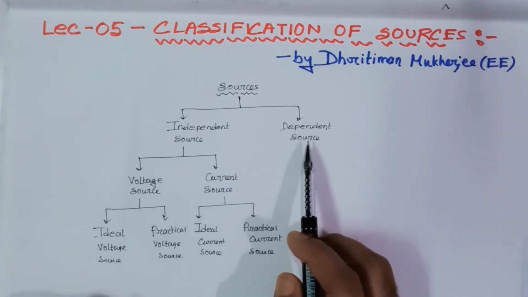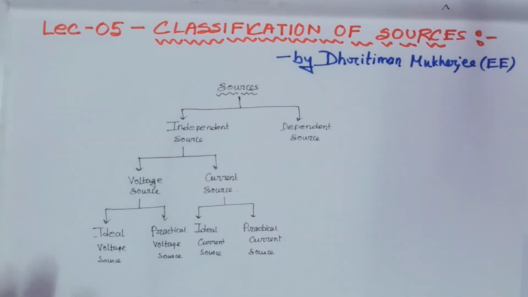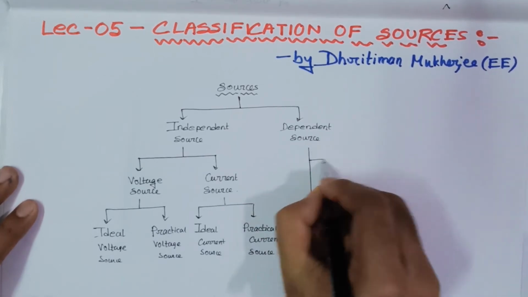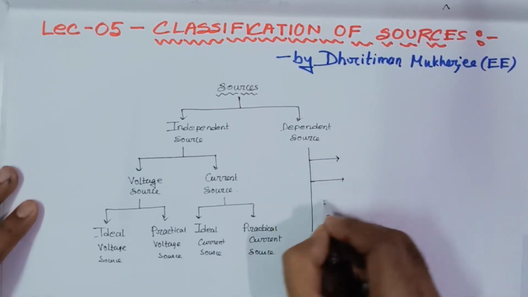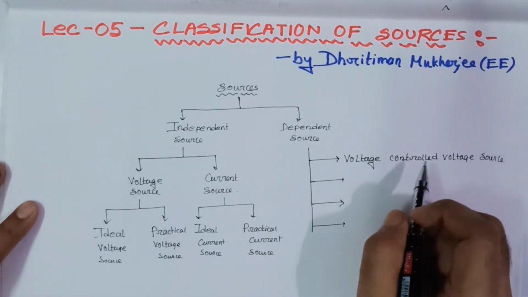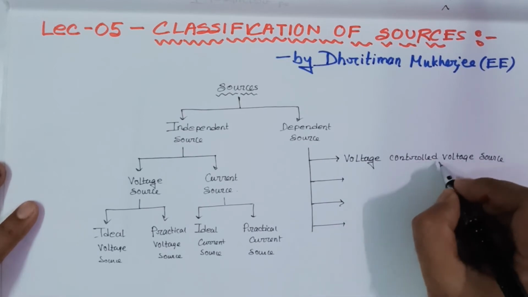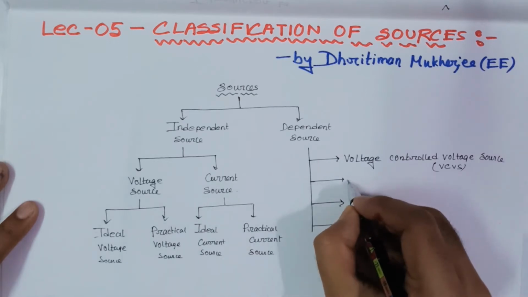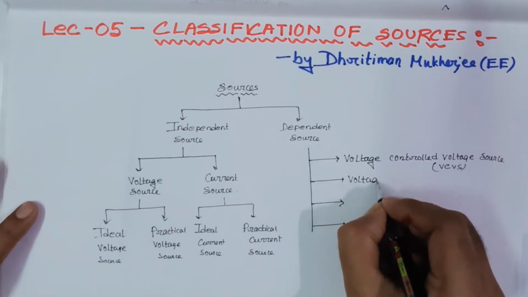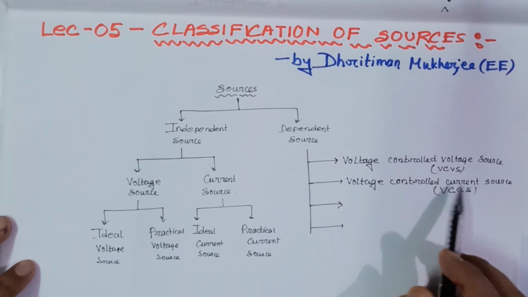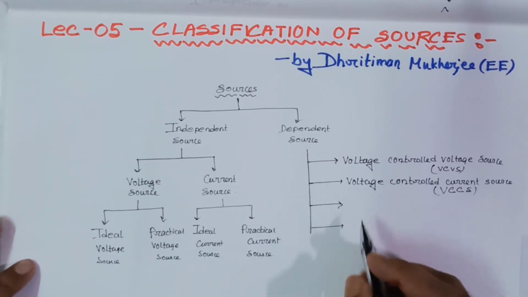Now moving to the dependent source part. Dependent source is classified into four types. What are they? Number one, voltage controlled voltage source, also known as VCVS. Number two, voltage controlled current source, known as VCCS. This is the second classification.